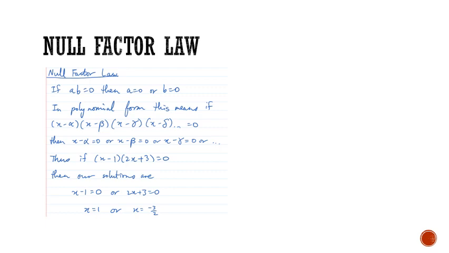So for example, here you have x minus 1 multiplied by 2x plus 3, and it's equal to 0. You would say either x minus 1 is equal to 0, or 2x plus 3 is equal to 0. Once you've gone to that stage, you then just simply rearrange to find your solutions.